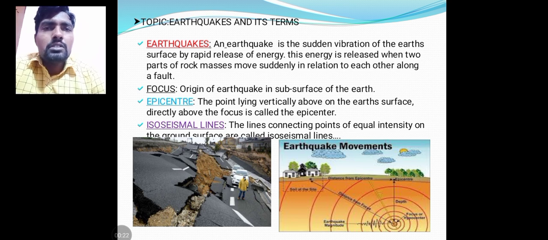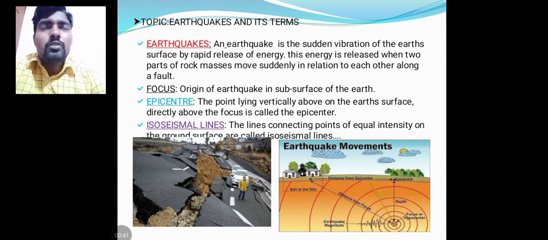So, my dear students, today we are discussing a very interesting topic in disaster management and mitigation. The topic name is earthquake.